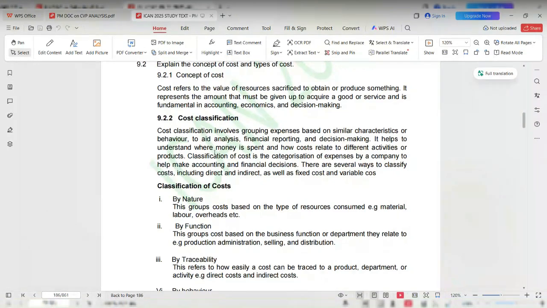We can say this cost can actually be classified to production department. This cost can be classified to administrative department. This cost can be classified to selling and distribution department. That is classification according to function.